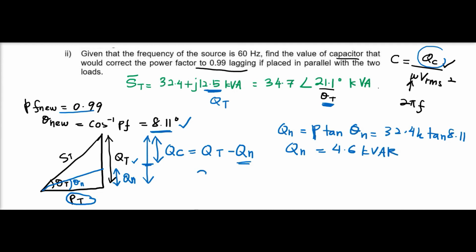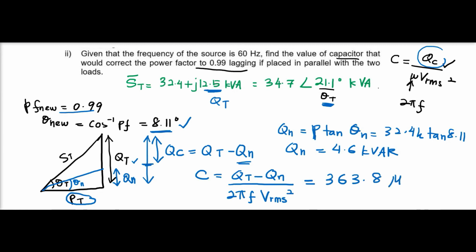Now insert into this formula: QC, Q total minus Q new, over omega, which is 2 pi F, times V RMS squared. Calculate this to find the answer for C, which is 363.8 microfarad. So this is the value of C. That's all.